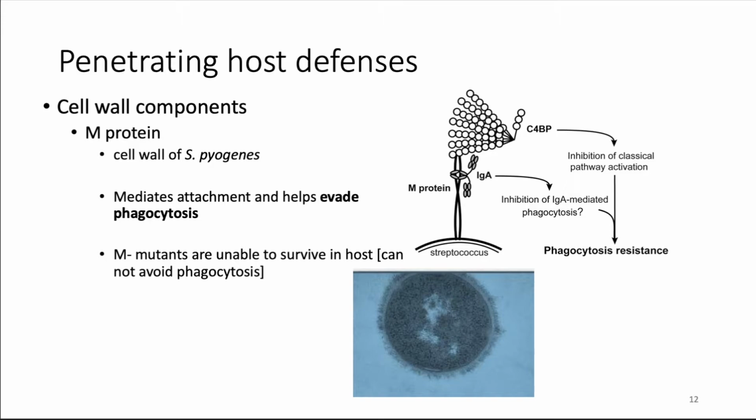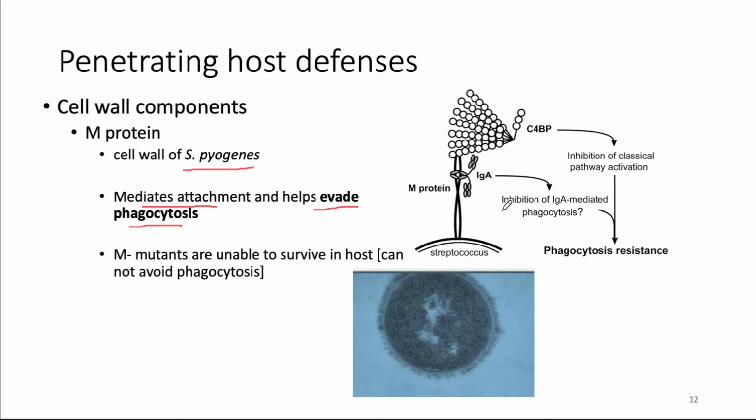Then in terms of the cell wall component, you have the M proteins that are present in, for instance, Strep pyogenes. M proteins are found in the cell wall. They are heat resistant and acid resistant as well. But the most important thing that they do in terms of helping the organism to overcome the host immunity is that it helps it to attach, so immediate attachment, but it also helps it to evade phagocytosis.